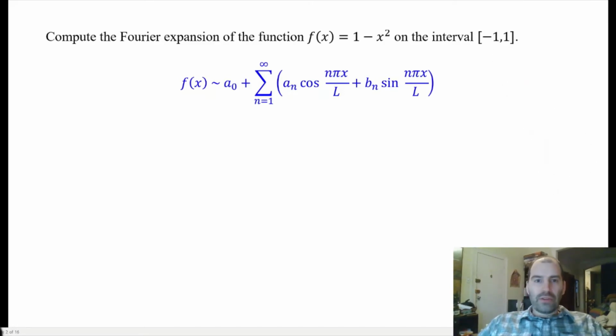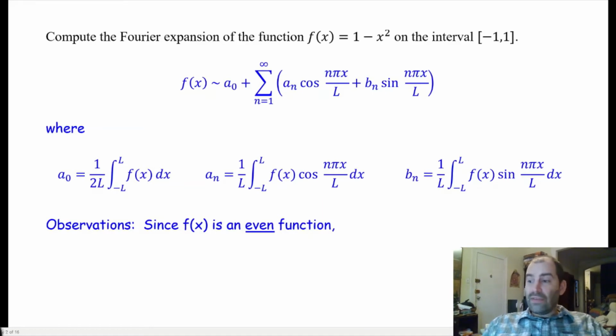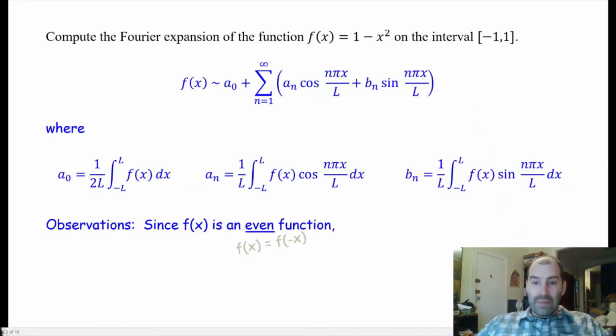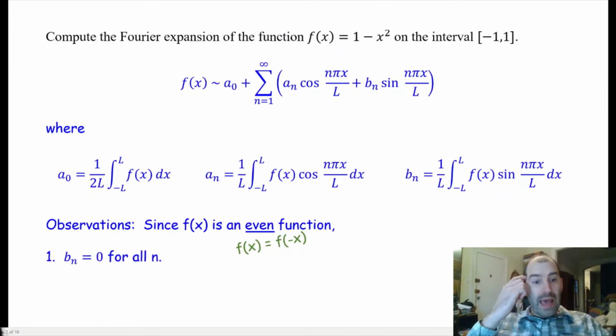Okay, so how do I compute those A's and B's? Well, here's the formulas that we had from the last video. But we can make some observations. Since f happens to be an even function, and what does that mean? That means that f of x equals f of minus x for all x. It is an even function, and therefore bn is equal to 0 for all n.